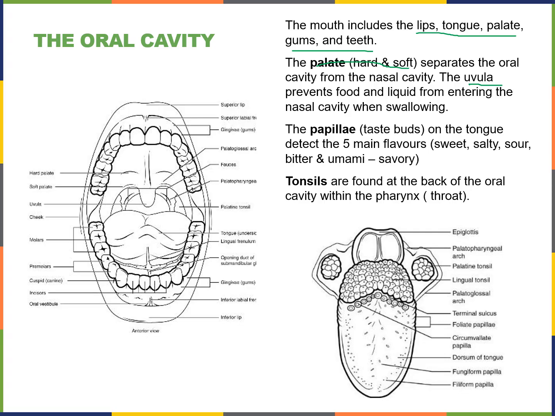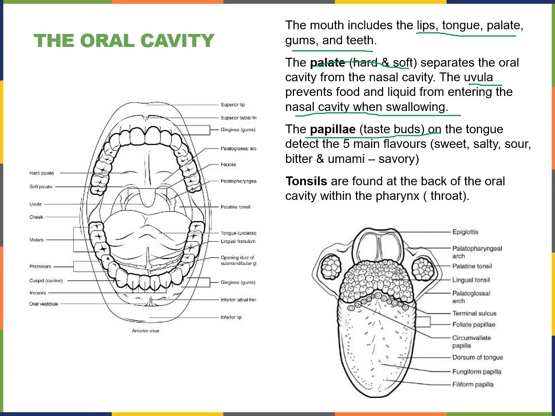When we swallow, the tongue presses up against the hard and soft palate, and the uvula also moves upwards, so it blocks off the opening to the respiratory passageway. And that prevents food and liquid from entering the nasal cavity when we swallow.